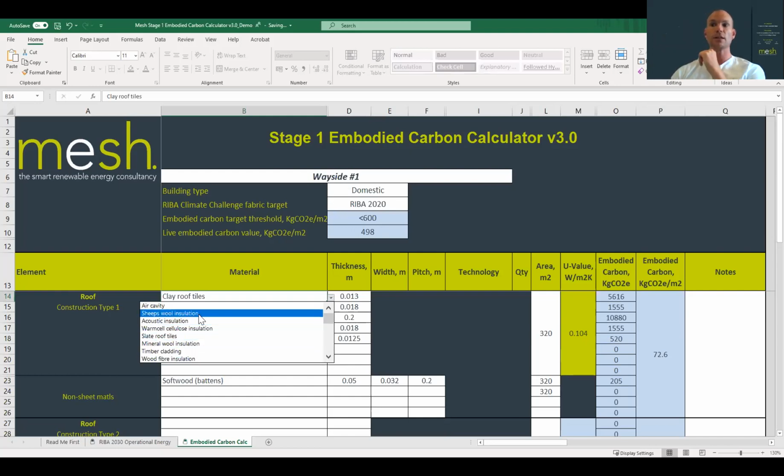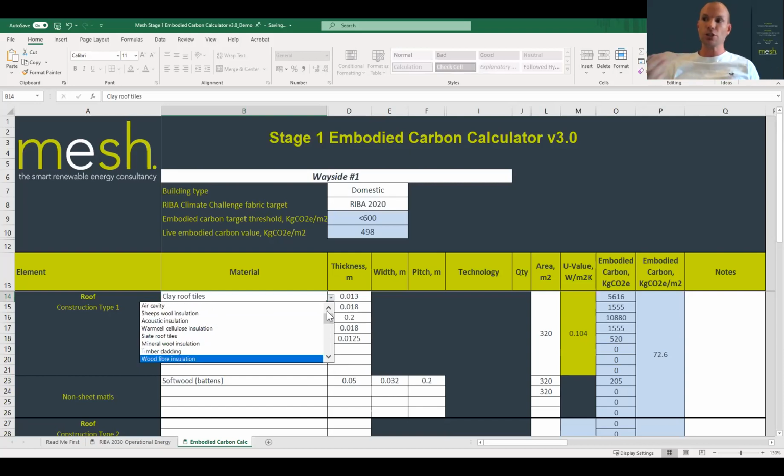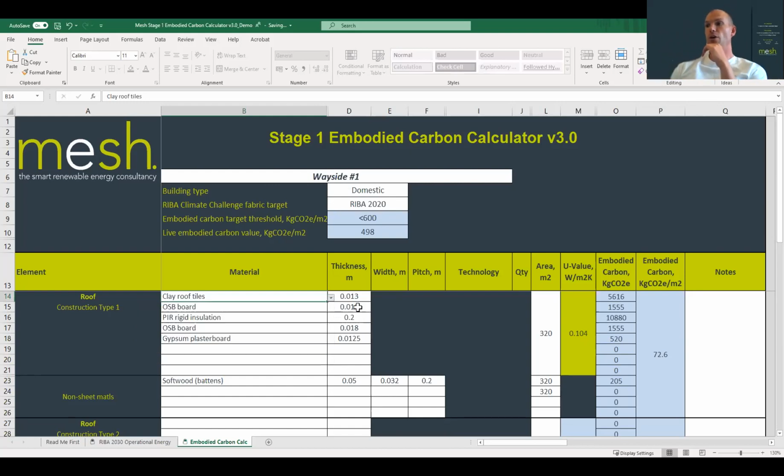is concerned. So funnily enough, you've got things like air at the top and sheep's wool insulation. And as you go down, you get into wood, gypsum, PIR, concrete, and then metals at the bottom. And so this, again, just having them in that order should help you figure out that the higher up the list that you are, the lower the embodied carbon.